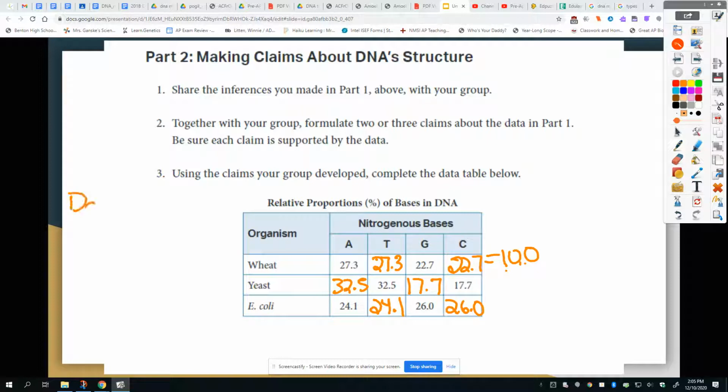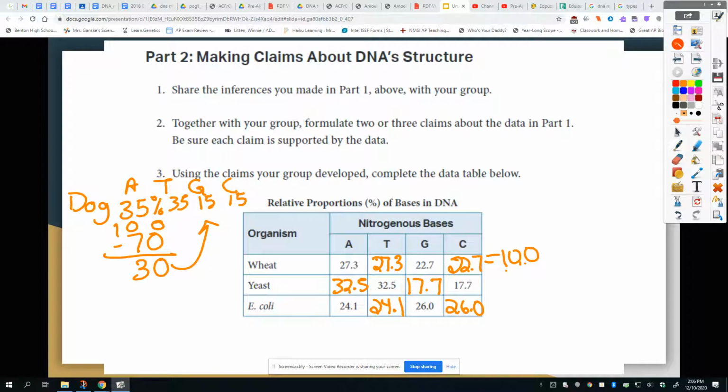So now, let's say we have a dog, and we looked at its DNA, and this is the information you're given, that the amount of adenine is 35%. Can you fill in the rest? So adenine is 35%, so we know A and T have to be equal, so thymine would have to be 35. Well, 35 plus 35 is 70. Total percentage possible is 100. So 100 minus 70, we have 30% left to use for G and C. Well, we know they're supposed to be equal, so it would be 15 and 15. Those are just some examples of how we might apply these numbers.